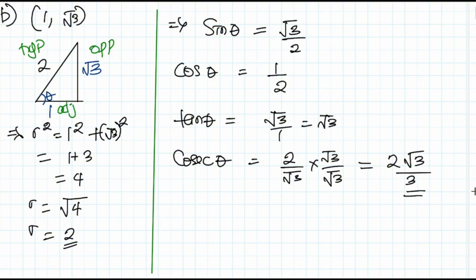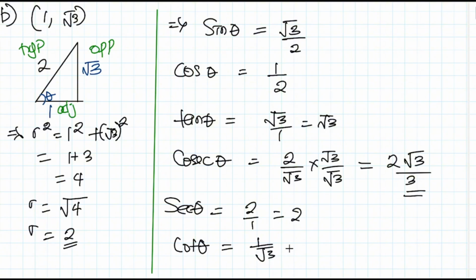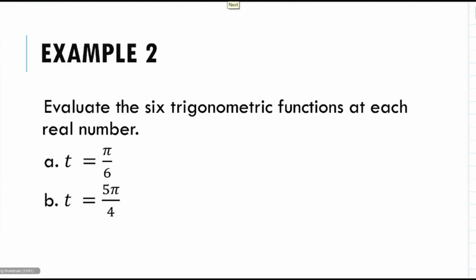Okay? And then we have sec theta equals 2 over 1, which is 2. So we have cot theta. Cot theta will be 1 over root 3. Again, we rationalize the denominator, and that will be root 3 over 3. So these are the values we have for the 6 trigonometric ratios. So this is how to apply that.